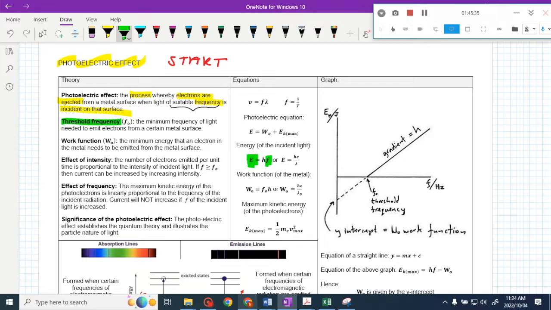Onto your metal surface, you don't just have to shine light of color, not just visible light. You can shine UV light, you can shine gamma rays, whatever it may be. But we normally would not go so high as to deal with gamma rays. Gamma rays are quite dangerous. Okay, so your threshold frequency is the minimum frequency needed to emit electrons from a certain metal, right?